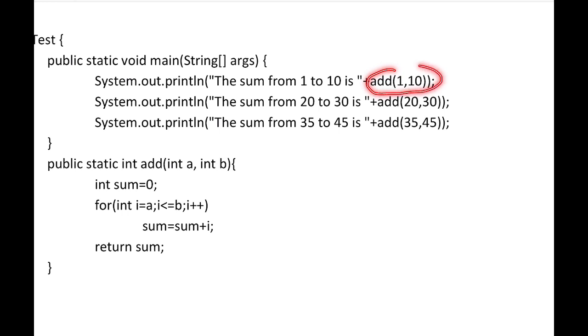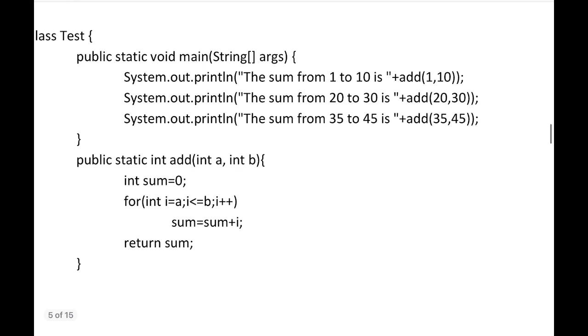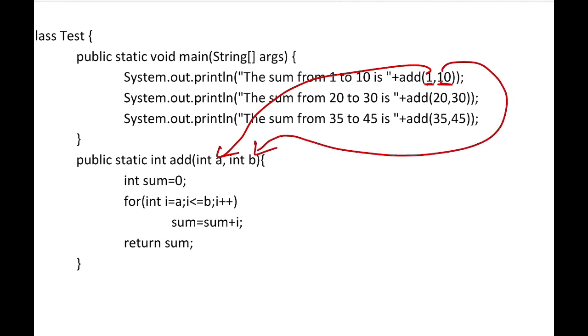So here the add method gets called, or we can say here we are calling the add method. When we call the method add, the control comes here, and the value of this one is passed to here, and the value of the next one is passed to here. So now the value of a becomes 1 and the value of b becomes 10.